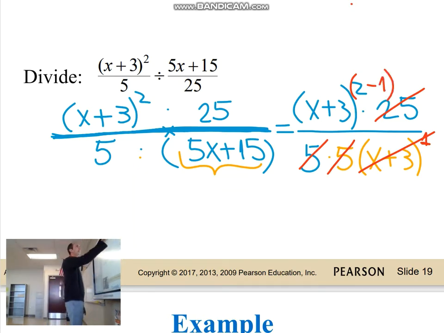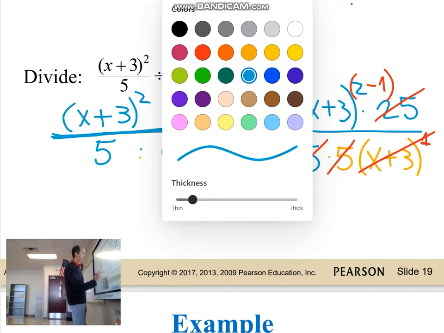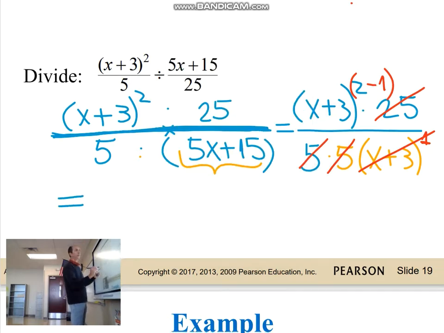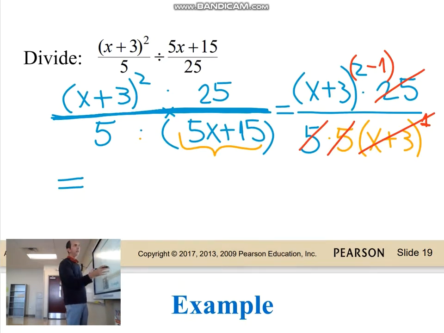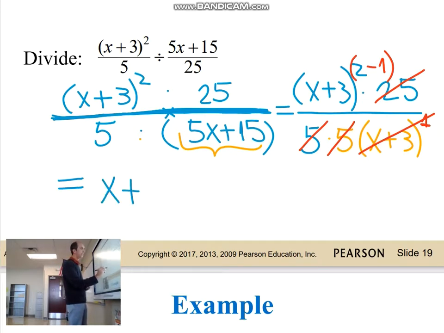The answer, when you check, we actually end up simplifying most of the factors, and the only thing that lasts is x plus 3.